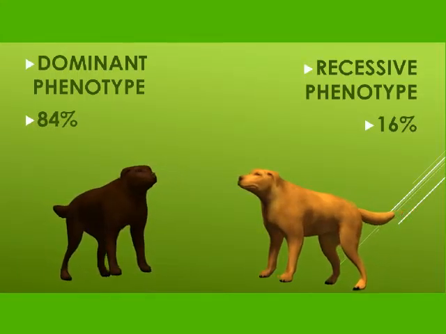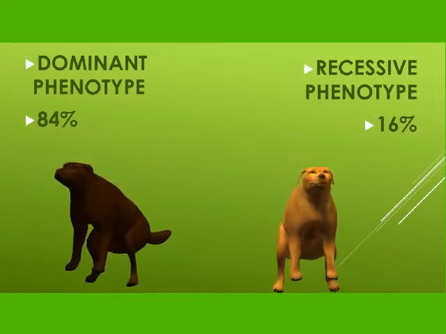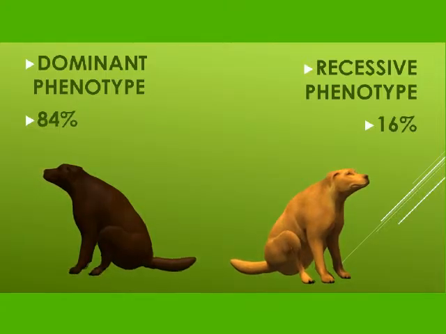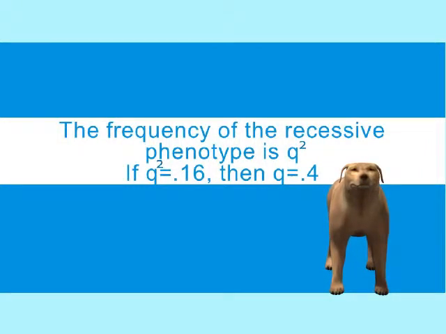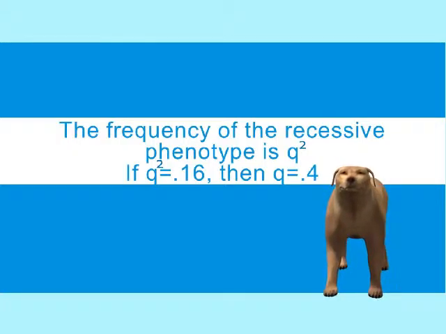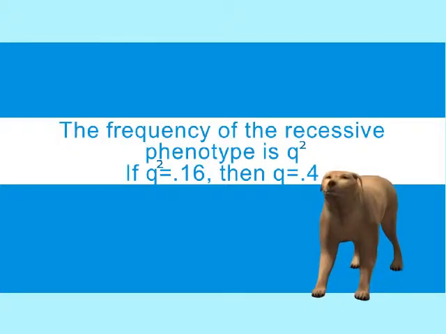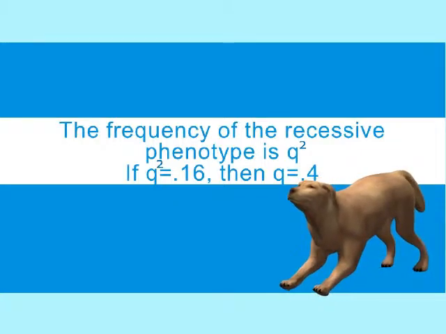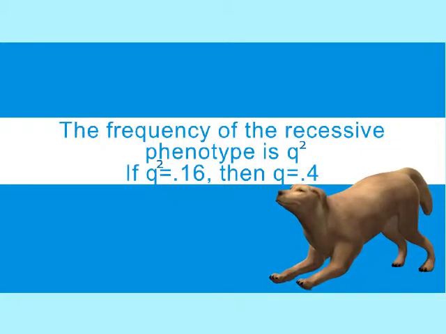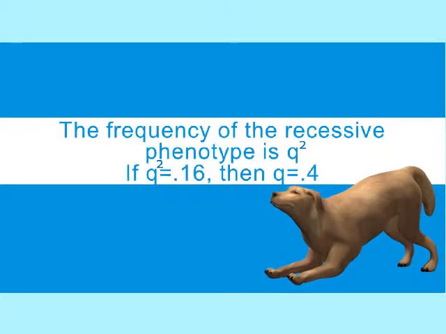Consider a population where 16% of the individuals display the recessive phenotype. Since the frequency of individuals with the recessive phenotype is Q squared in the Hardy-Weinberg equilibrium, in a population where Q squared is 0.16, then the frequency of the Q allele in the population is 0.4.